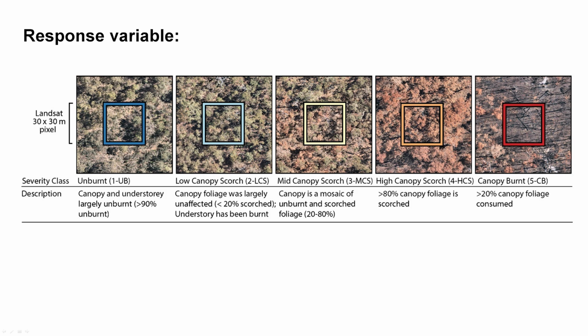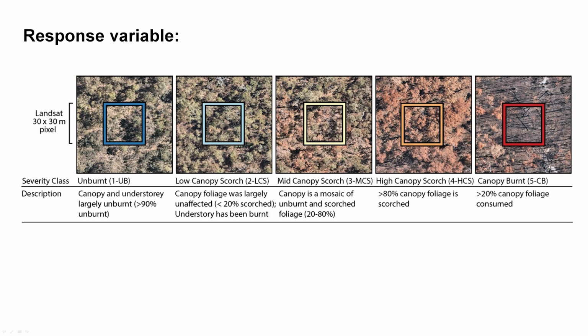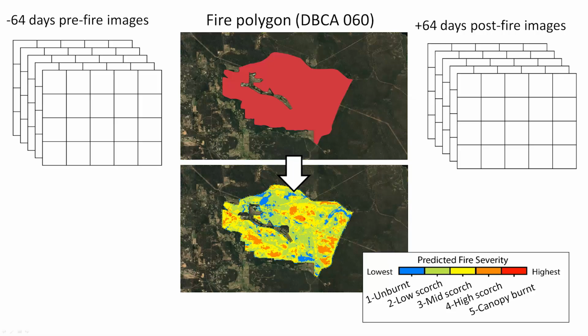And these categories are the same response variables as those used in a couple models over east in Victoria and New South Wales. And we've done that on purpose to create some harmonized data sets that can be used to ask questions about fire severity broadly across environments, across regions. So that was Luke Collins and Rebecca Gibson in Victoria and New South Wales. And they're predicting severity really with the same categorical scale.